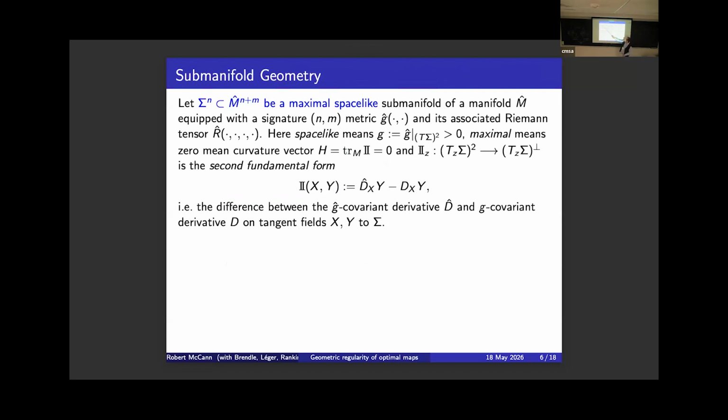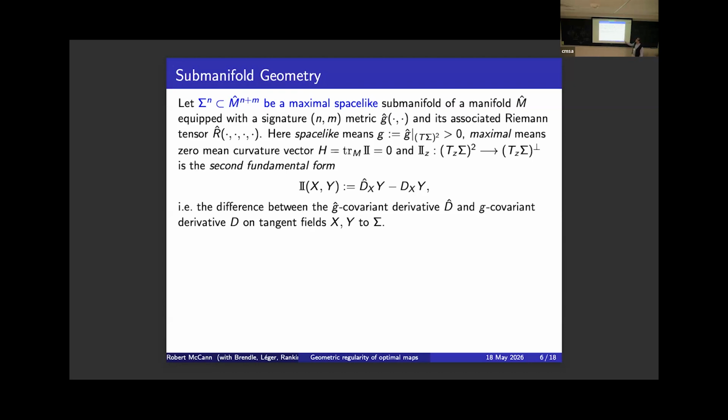And I'm going to be looking at an n-dimensional submanifold. And so I'm going to have this signature metric on the ambient space and its associated Riemann tensor. And the submanifolds of interest to me are going to be space-like, in the sense that when I restrict the ambient metric to the submanifold, it should be positive definite. And I'm going to use the hats for objects in the ambient space and without hats for the restrictions to the lower dimensional spaces, the submanifolds.